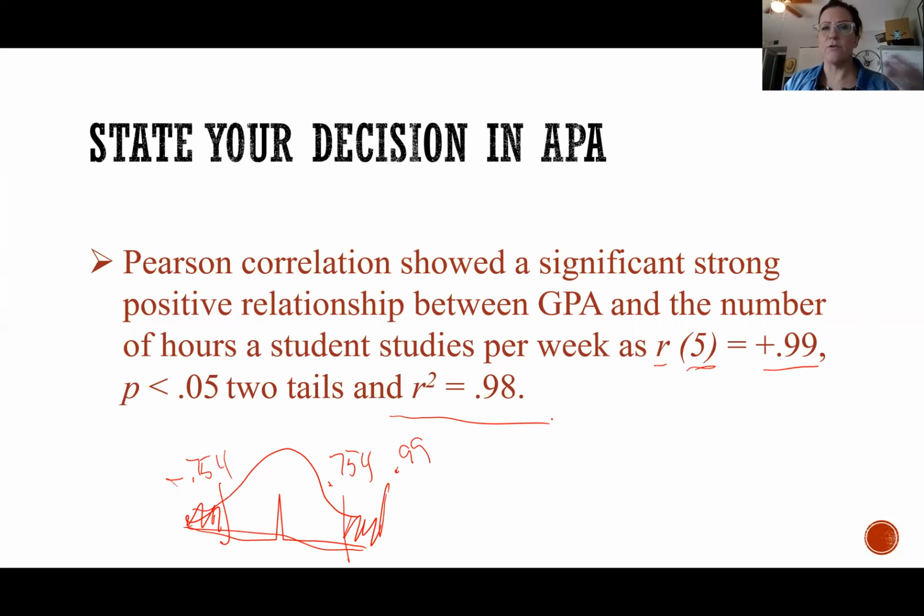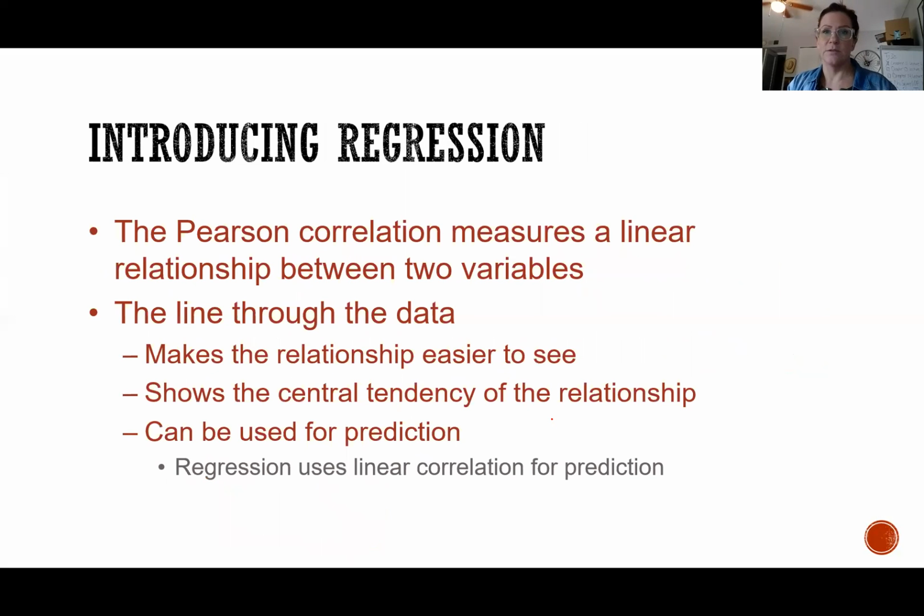So now that you've gone through Pearson R, we can actually talk about how we use Pearson R for what's called a regression. Pearson R measures the linear relationship between the two variables. There's a line that goes through that data, and that line helps us to see the relationship better. It can show us where the center of the relationship is, and we can use that line for prediction.